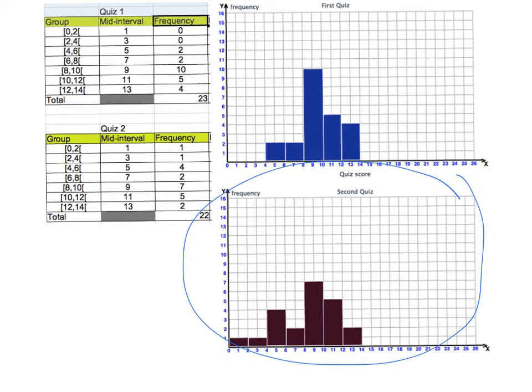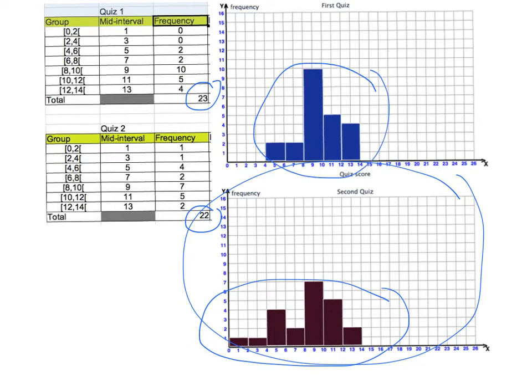Alright, excellent. At this stage, you may be tempted to compare these two histograms, but be very careful. These two histograms actually have different totals, so you have to be very careful when you compare them. But it is clear in this particular case that the scores in quiz number 2 are more spread out compared to the scores in quiz number 1.